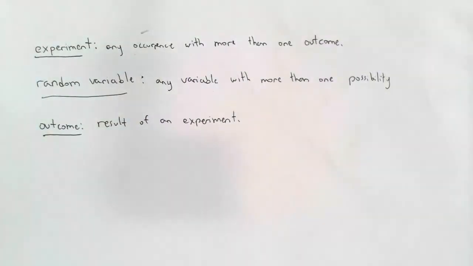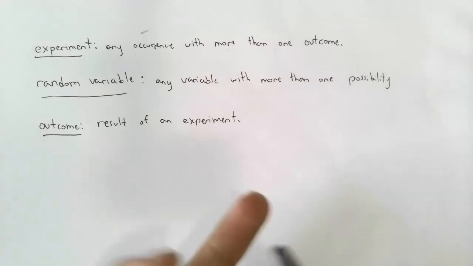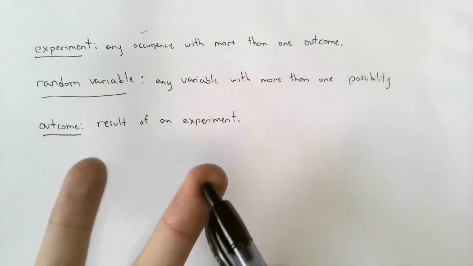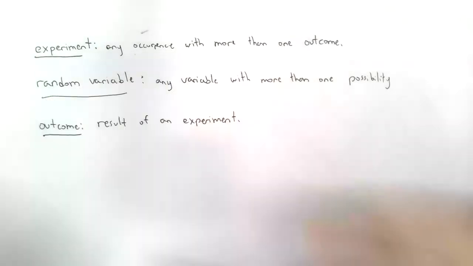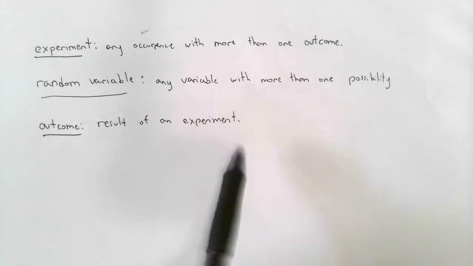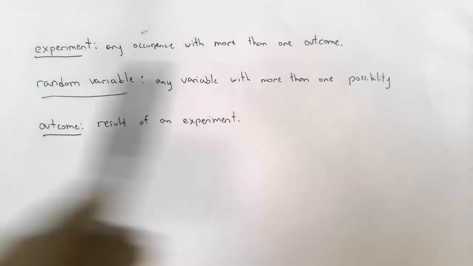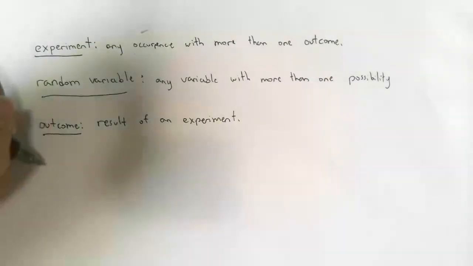So our outcome is essentially a combination of one or more random variables. For example, we flip a coin, and let's say we want 2 random variables. We want to know if it falls on heads or tails, that's one random variable. We also want to know how long it's in the air. That's another random variable. My outcome is those 2 random variables combined. Did it fall on heads or tails, and how long did it take? That's the outcome. So an experiment can have multiple outcomes, and outcomes can be combinations of the different random variables.